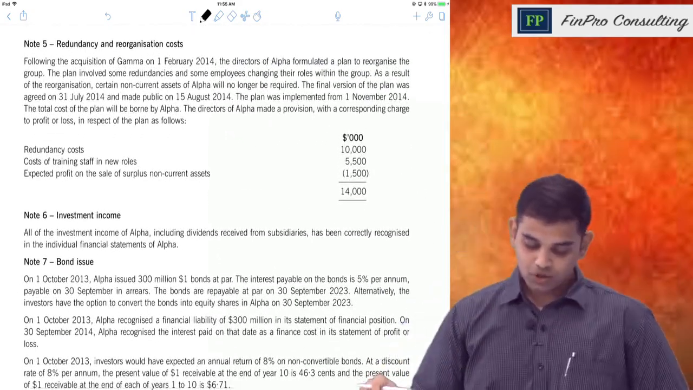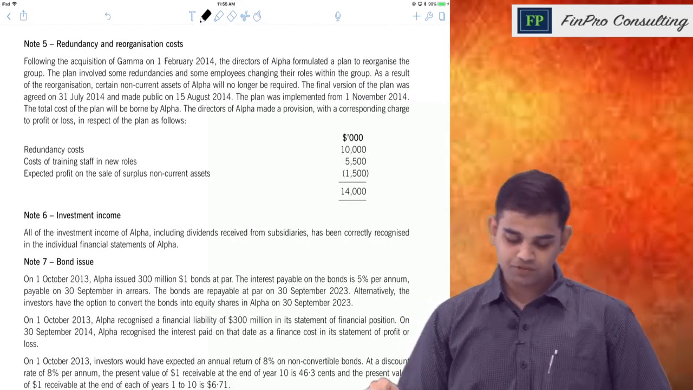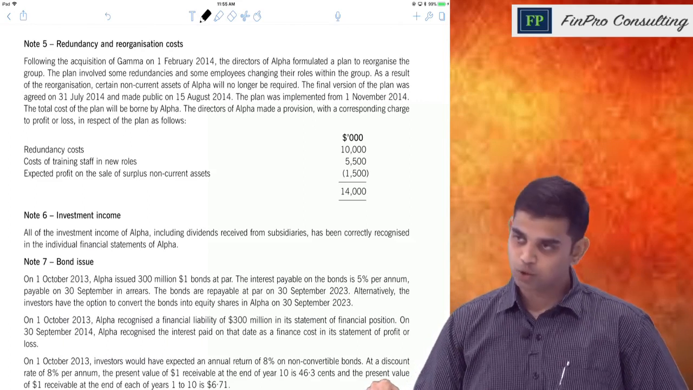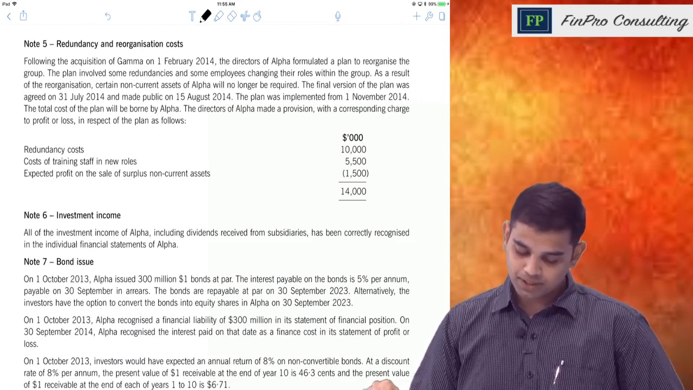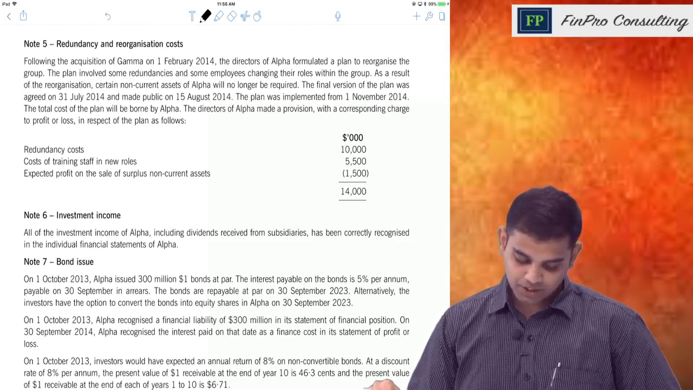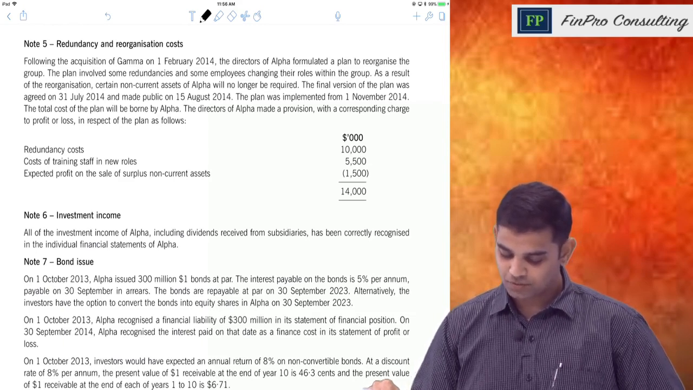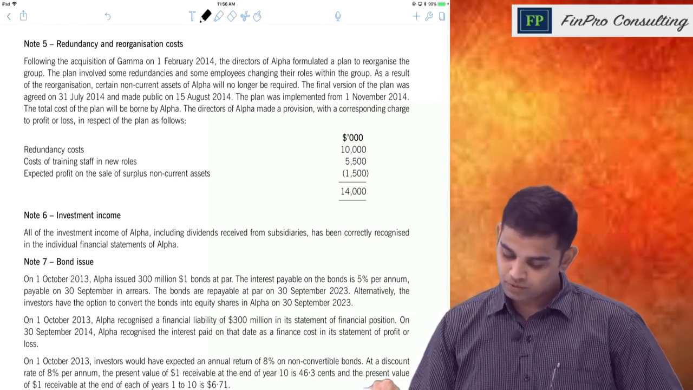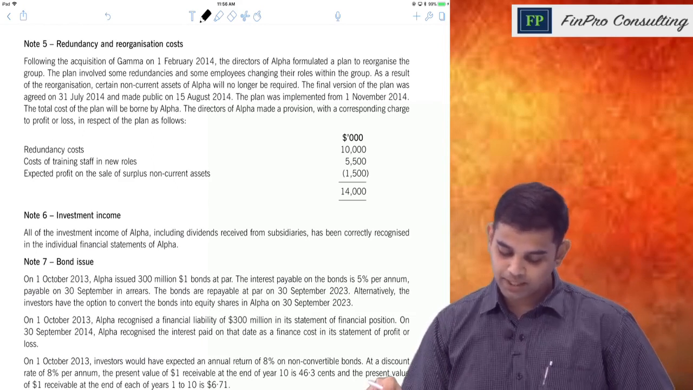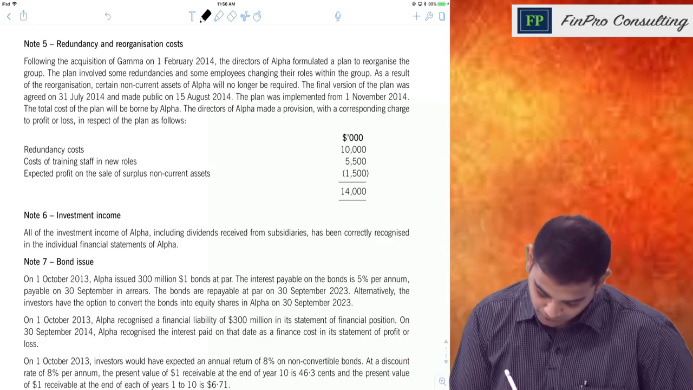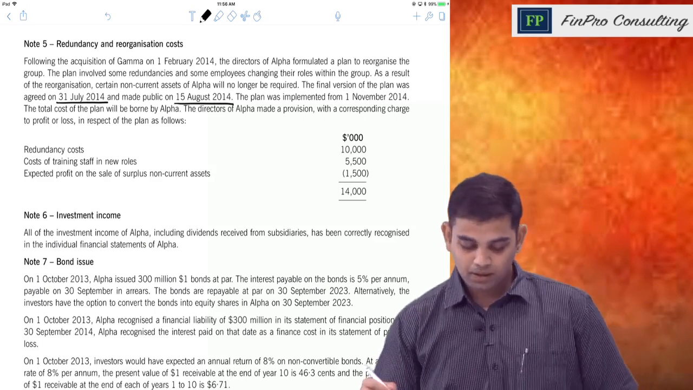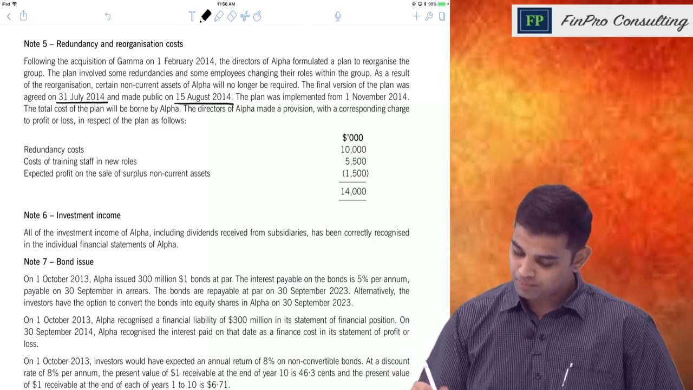Next, following the acquisition of Gamma on 1st February 2014, the directors of Alpha formulated a plan to reorganize the group. The plan involved some redundancies and some employees changing their roles within the group. As a result of the reorganization, certain non-current assets of Alpha will no longer be required. The final version of the plan was agreed on 31st July 2014 and made public on 15th August 2014. Very important dates, 31st July 14 and 15th August 2014. It is implemented from 1st November 2014.